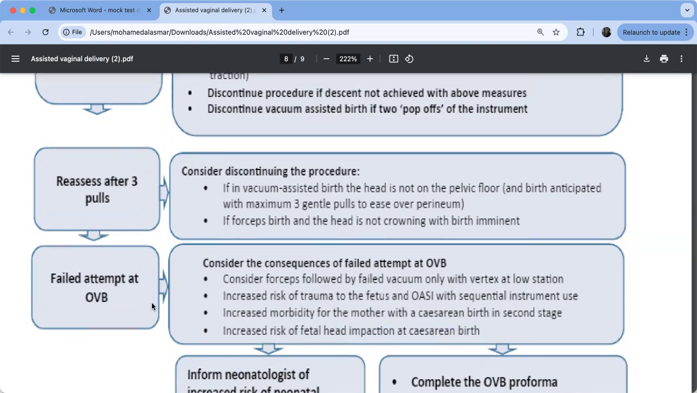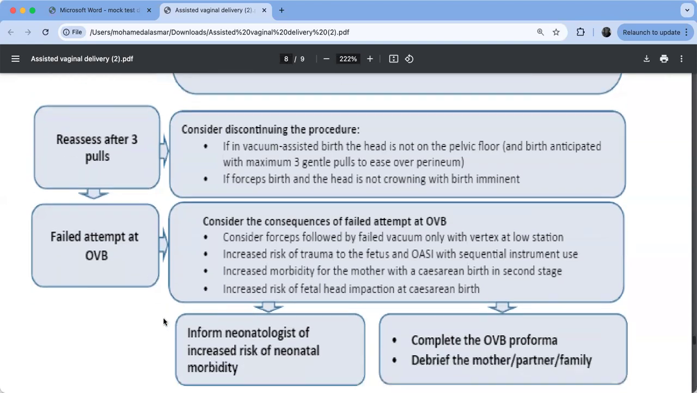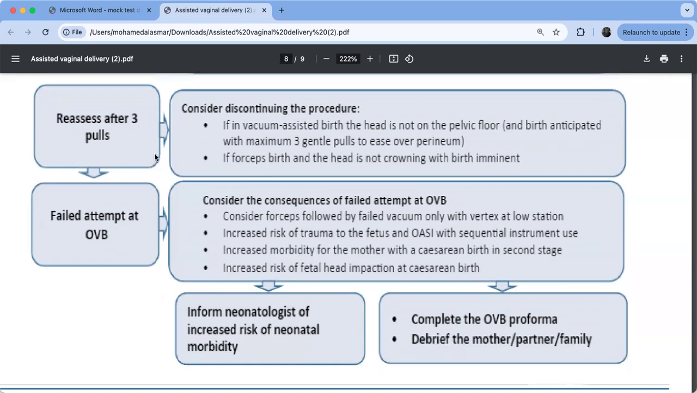And some people think that I can still continue. Can I do that? No, you can't. So please choose only discontinue the vacuum delivery if there are two pop-offs. Pop-off of the instrument is when you are applying the instrument and trying to pull, but it pops off. Pop-off means incorrect application or there is something wrong.